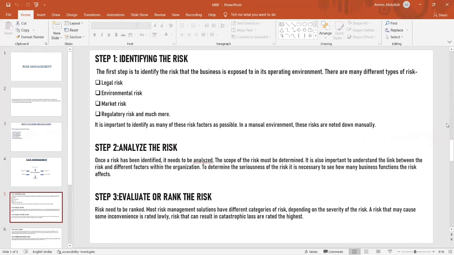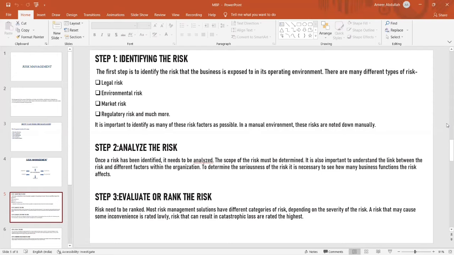Second step, analyze the risk. Once a risk has been identified, it needs to be analyzed. The scope of risk management must be determined. It is also important to understand the link between the risk and the factors within the organization. To determine the seriousness of the risk, it is necessary to see how many business functions the risk affects. There are risks that can bring the whole business to a standstill if actualized, while there are risks that will only be a minor inconvenience in the analysis.